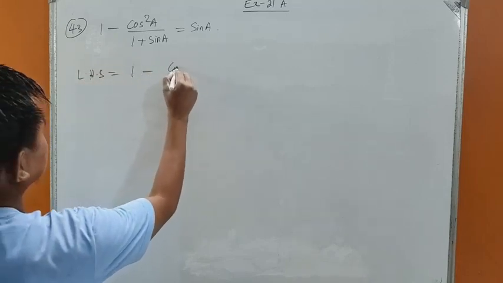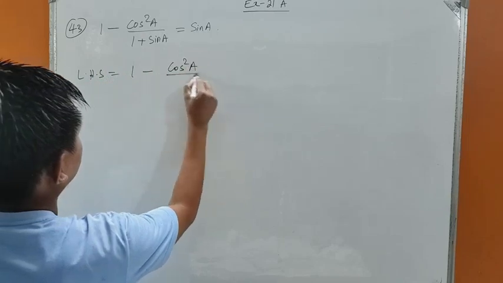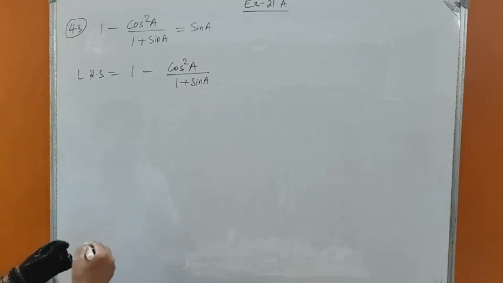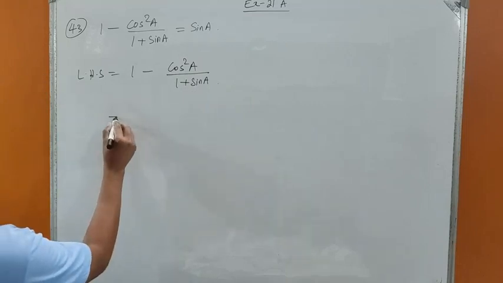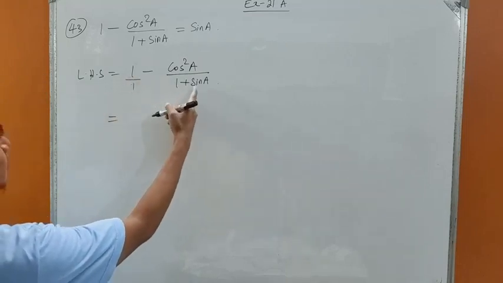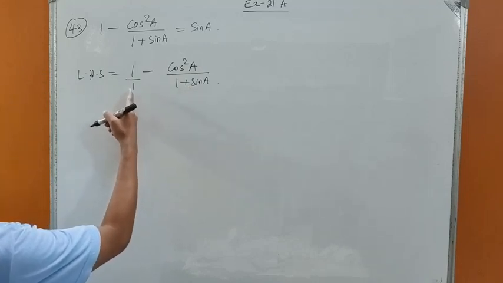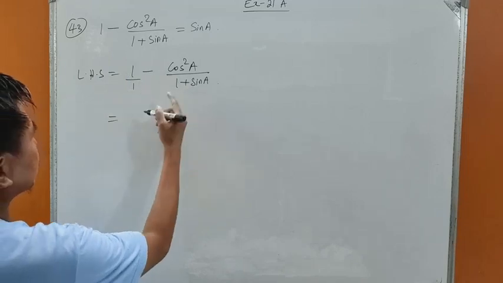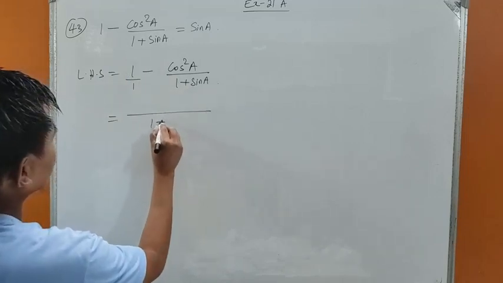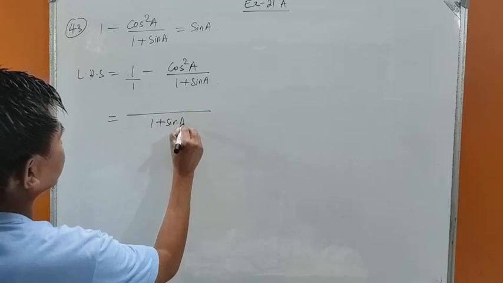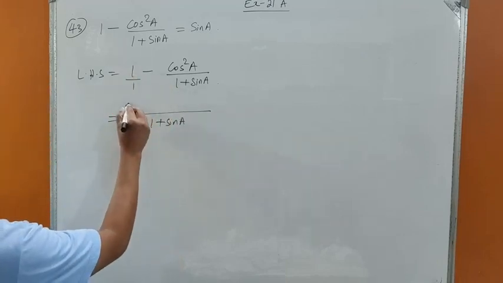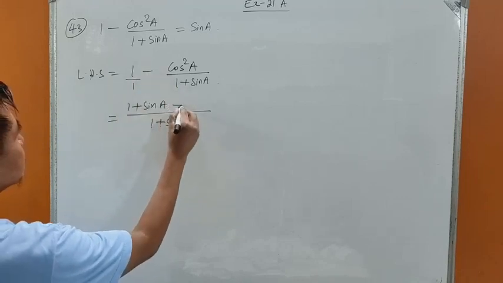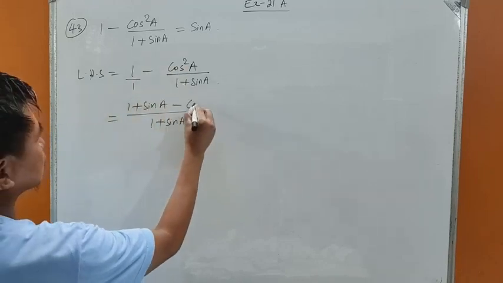1 minus cos square A upon 1 plus sin A. This is what we have in the left hand side, isn't it? So let's take the LCM of 1 plus sin A and 1. We have 1 in the denominator of 1, isn't it? So let's take the LCM of these two numbers. The LCM will be 1 plus sin A. So 1 plus sin A into 1 is 1 plus sin A, isn't it? This minus sign comes here. 1 into cos square A is cos square A.